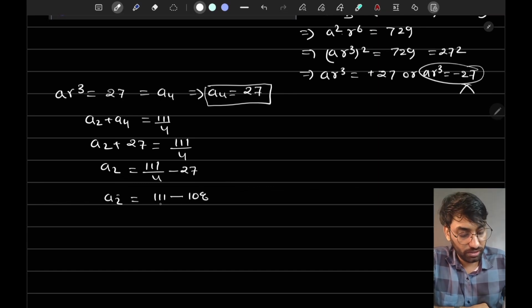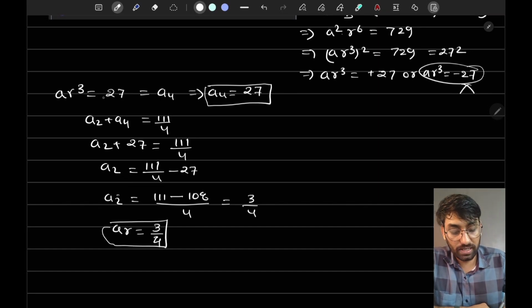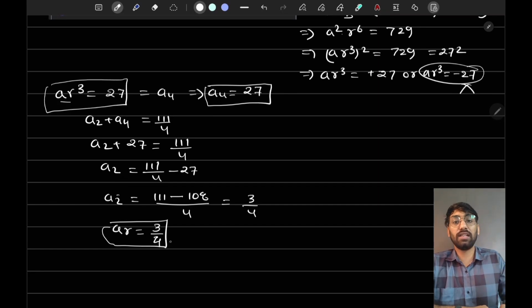108 by 4. So that is nothing but 111 minus 108, that is 3 by 4. So A2 is nothing but AR. So AR will be 3 by 4. Now AR I am having, AR cube also I am having. This AR cube is 27. So with the help of these two pieces of information, I am trying to find the value of A and R.